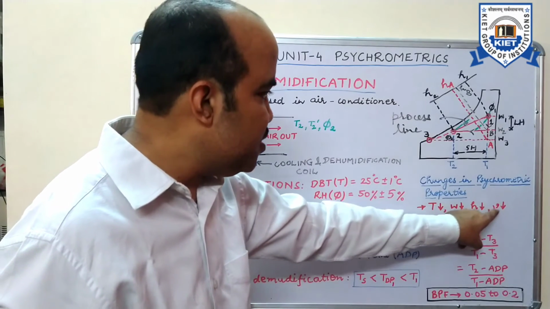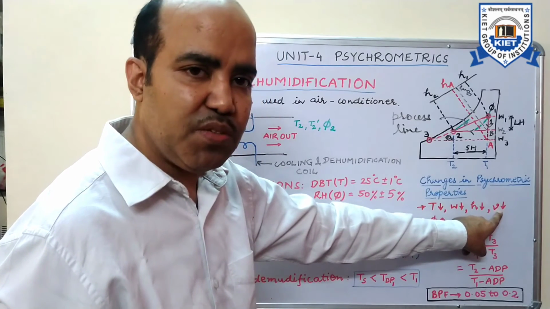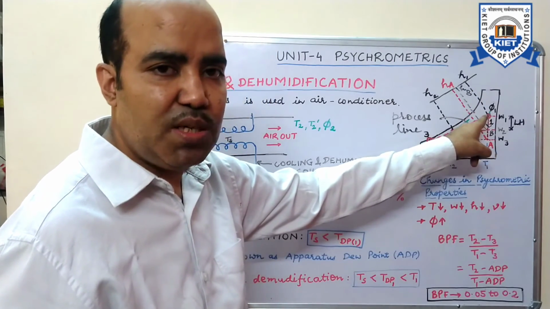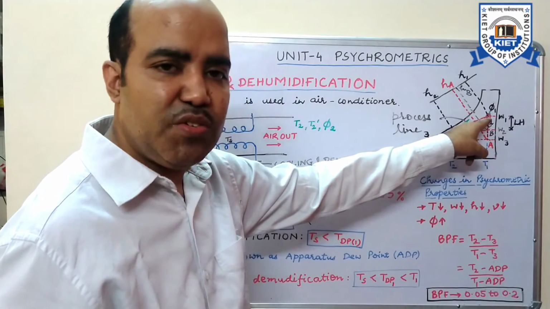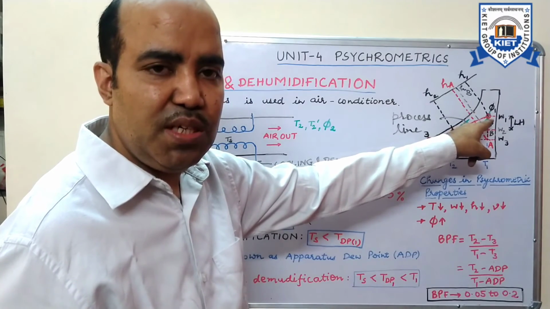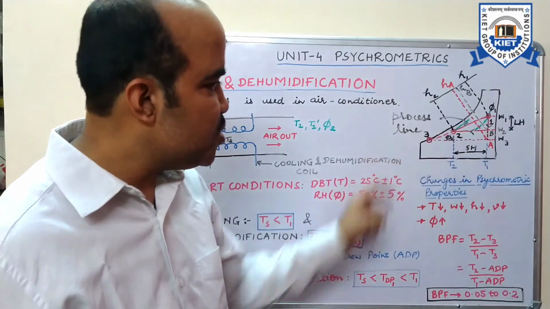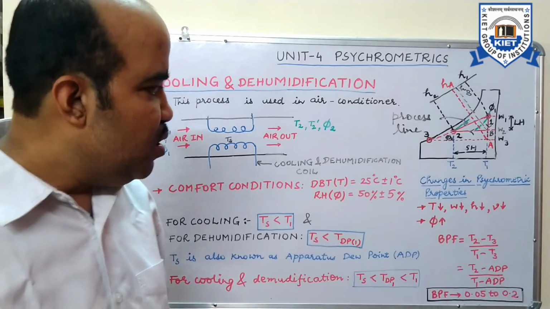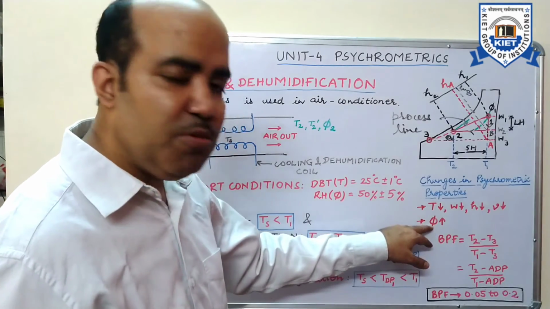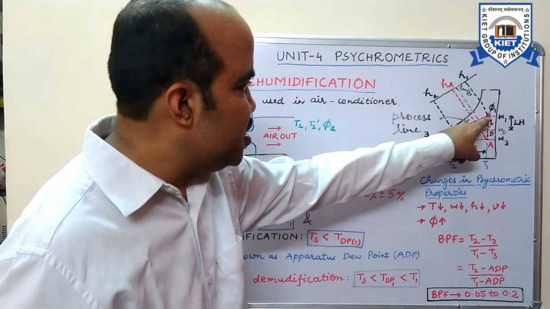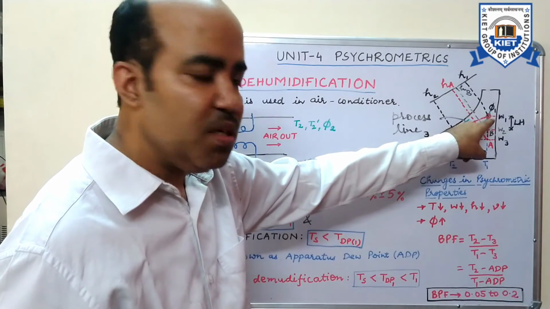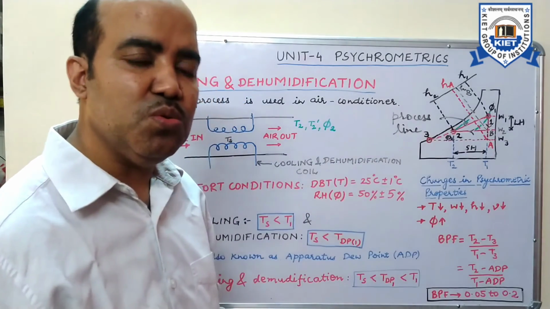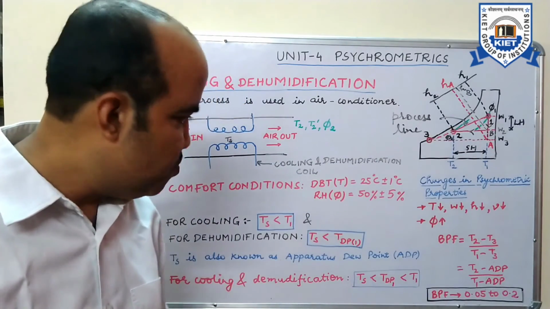And then you have a decrease in the specific volume. If you see the psychrometric chart, the specific volume at point number 1 has a higher value, whereas the specific volume at point number 2 has a lesser value. And relative humidity at point number 1 is of lesser value, whereas relative humidity at point number 2 is of higher value.